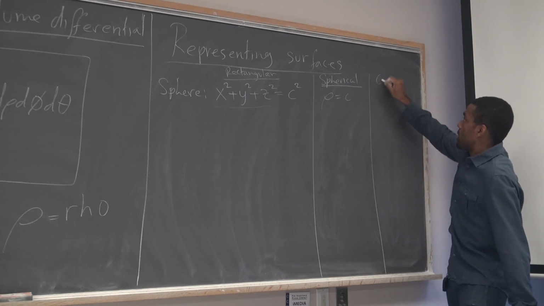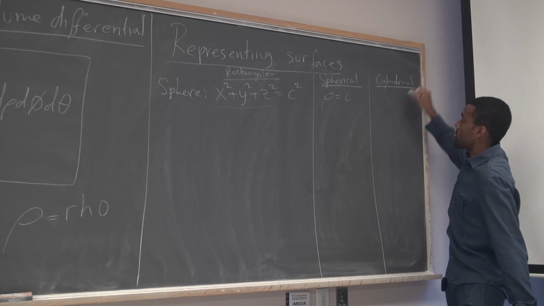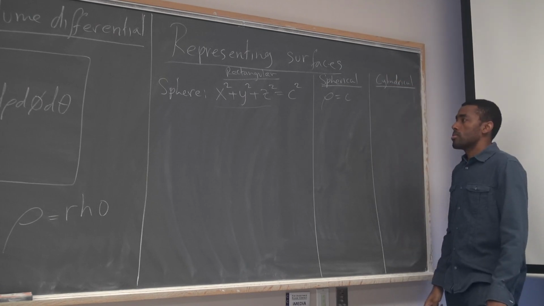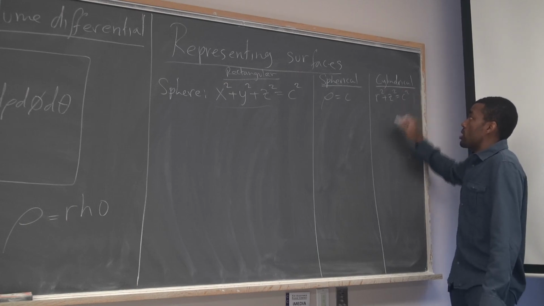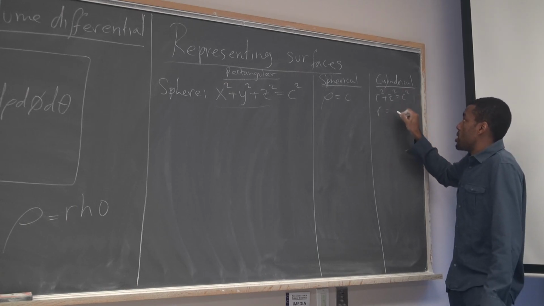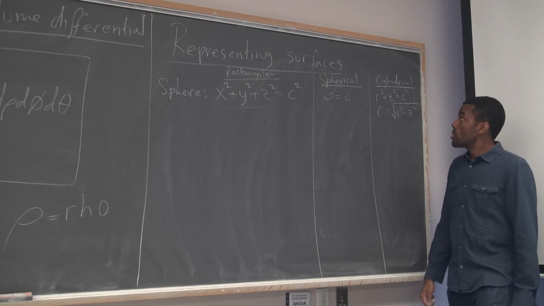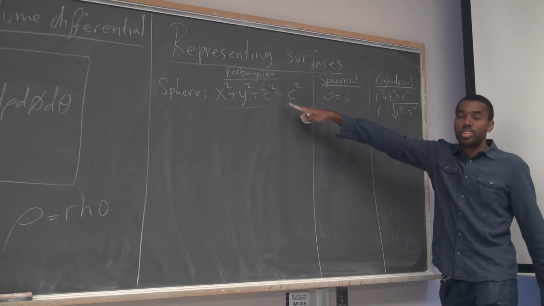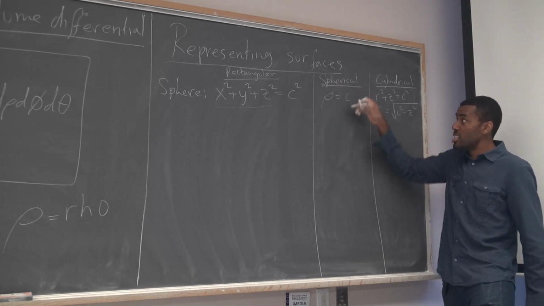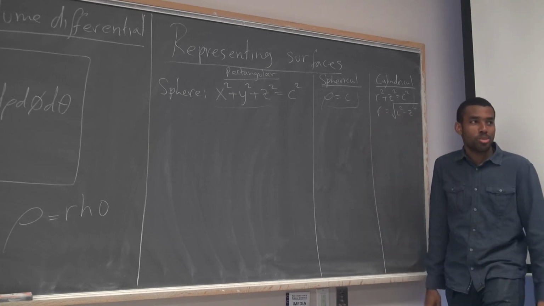I never planned on doing this, but what would this look like in cylindrical? It would look like r squared plus z squared equals c squared, in which case your r could be thought of as the radical of c squared minus z squared. So you'll notice that if this is actually a sphere, spherical coordinates gives me the easiest representation of a sphere. It's a stupid little equation with a constant.